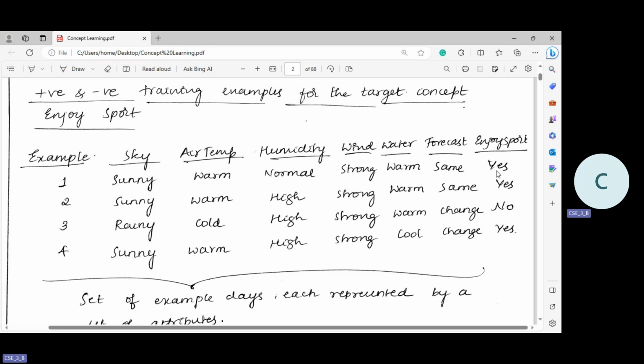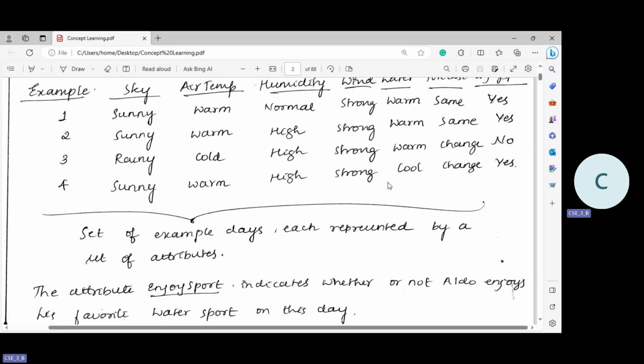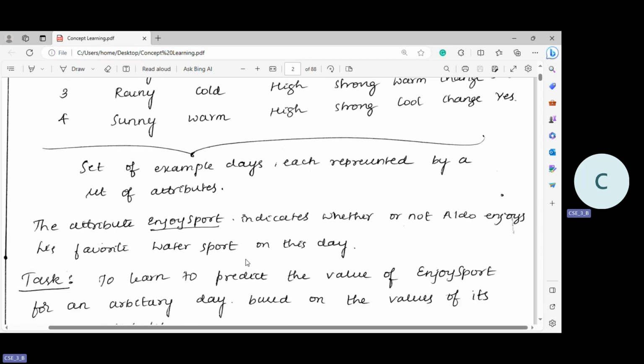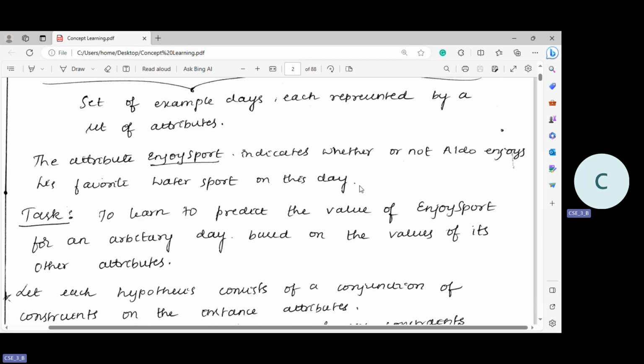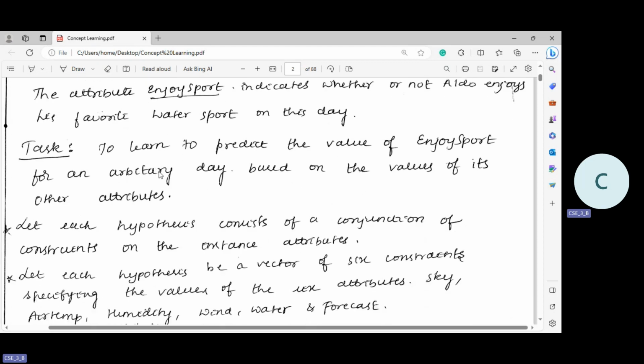That is the hypothesis where we are going to prove that yes, the outcome is this or the outcome is not that one, so that we are able to come to the conclusion. So we can observe here the set of example days, each represented by the set of attributes, and the major concept here is what? That is Enjoy Sport.